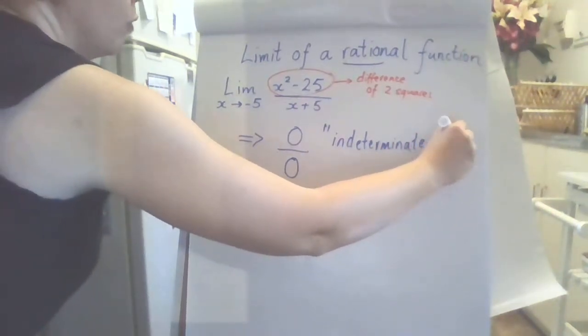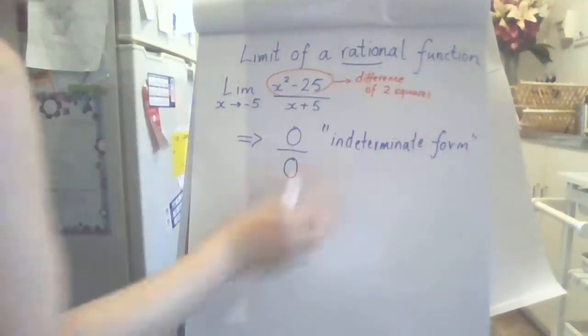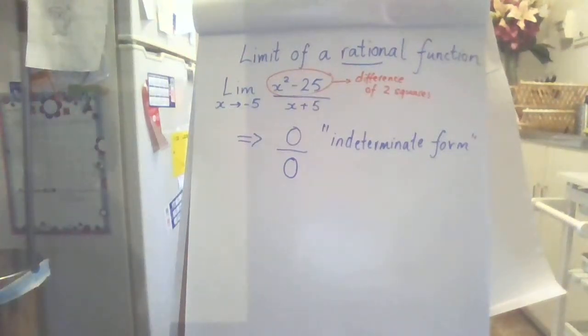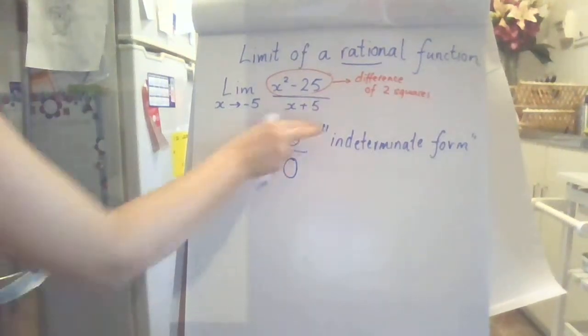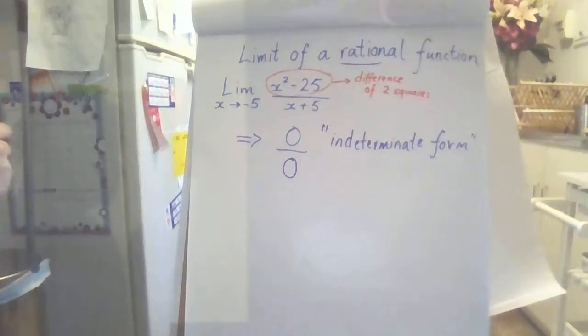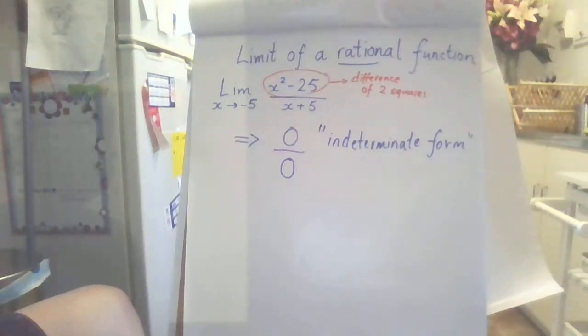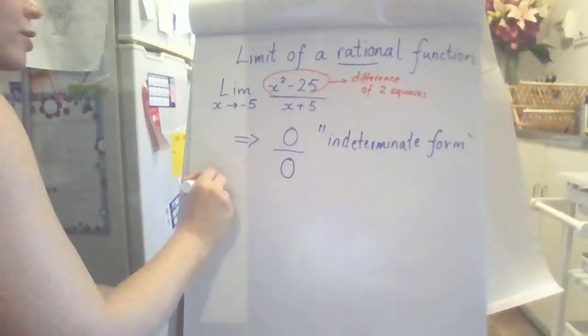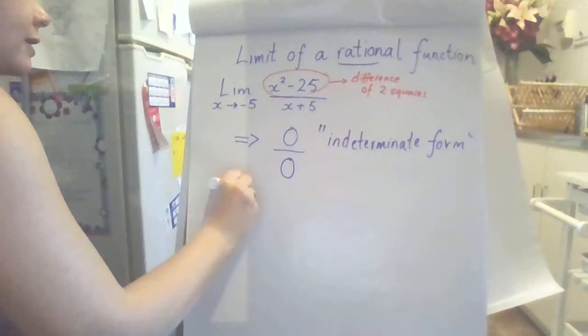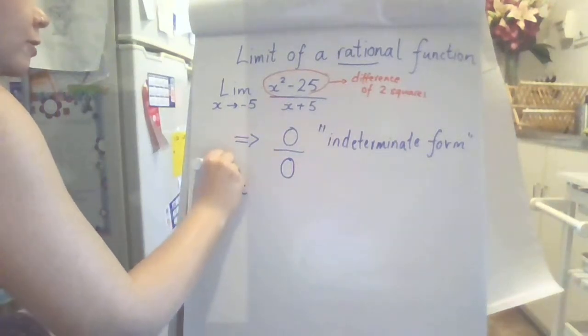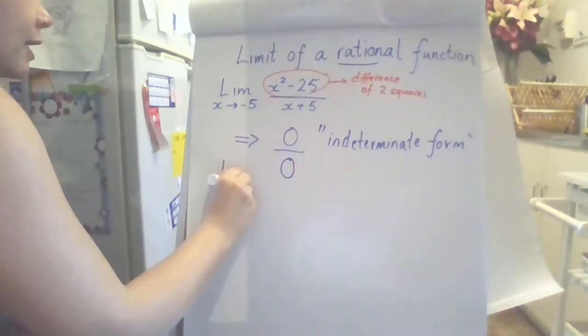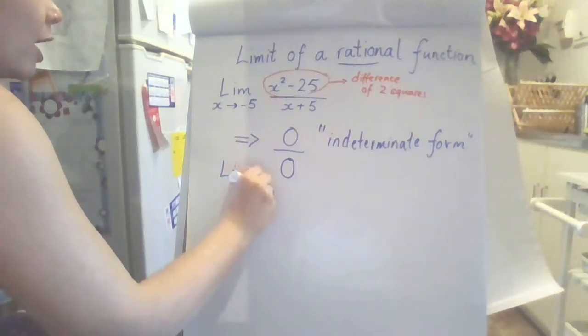So, as I've said, you should directly substitute first, but if you get this indeterminate form, you realise you've got to do something more. You've got to do some more work. And the more work in this case is the factorisation. So let's do that. We want to reevaluate the limit as x tends to -5.